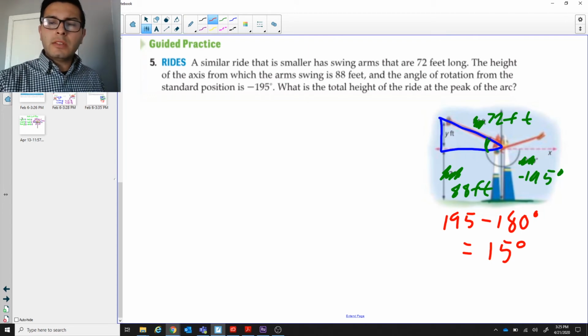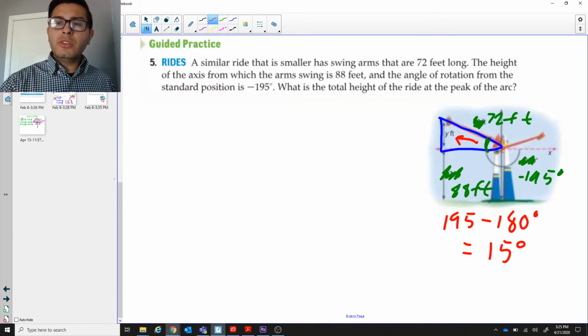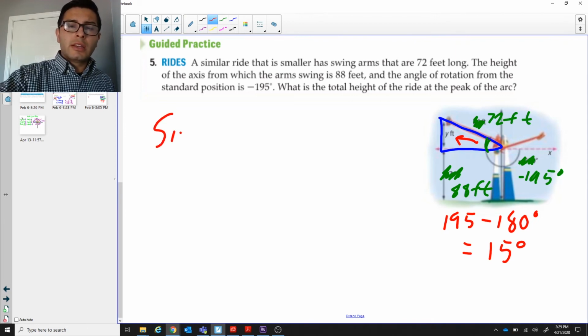Now again, from the last video, you would already know which trig function that we're using to find this, but to reiterate, we are trying to find my opposite side using our hypotenuse. So what uses opposite and hypotenuse? That's going to be sine, and we can get that from our SOHCAHTOA. So we know that sine of theta is going to equal opposite over hypotenuse.